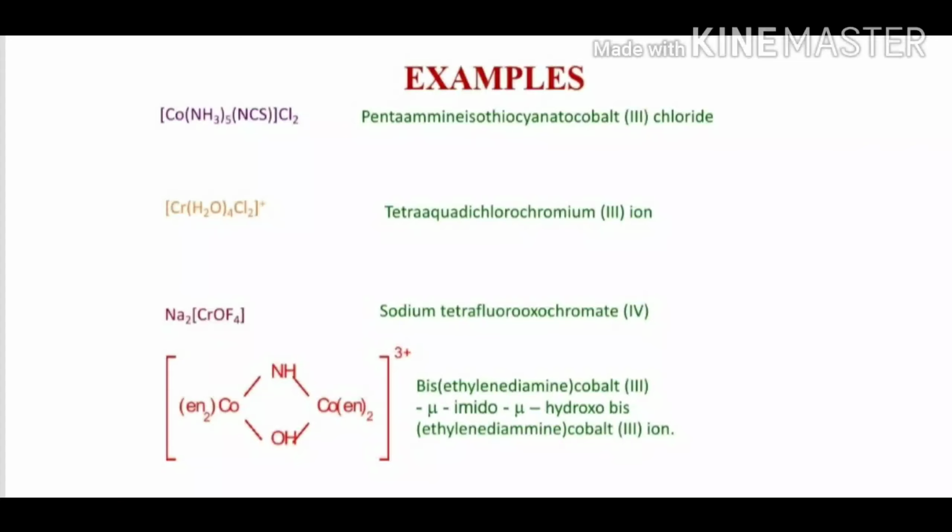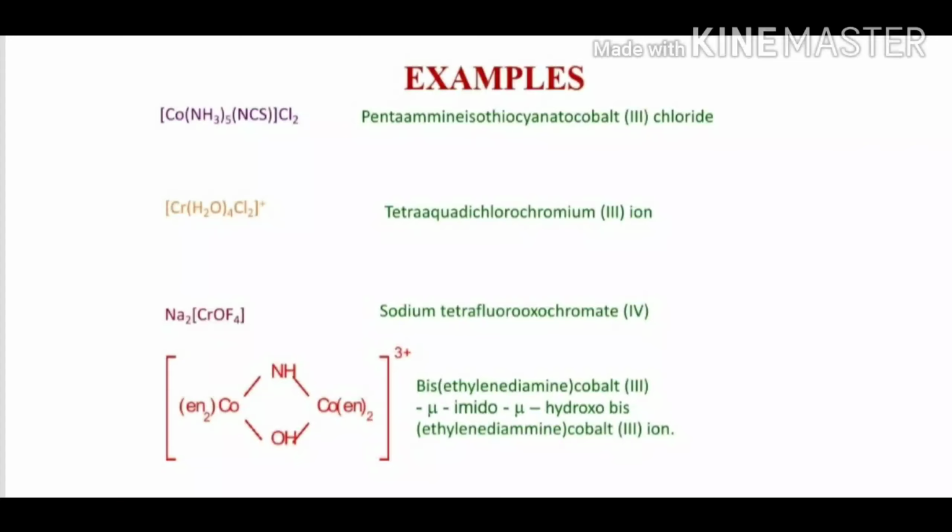Why is it a chromate? Because you see this sodium is a positive charge. So if sodium is a positive charge, this complex species is negatively charged. Sodium 2 plus, 2 sodium 2 plus, and CrOF4, there is a bracket, is 2 minus. So the complex species is carrying a negative charge. So the central metal ion is known as chromate. If it is a positive charge, then it is chromium only.